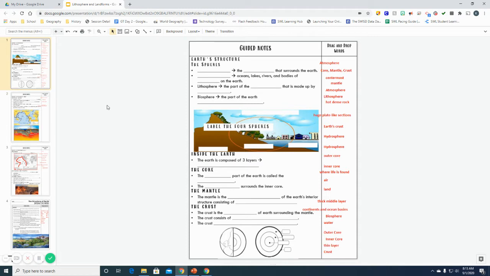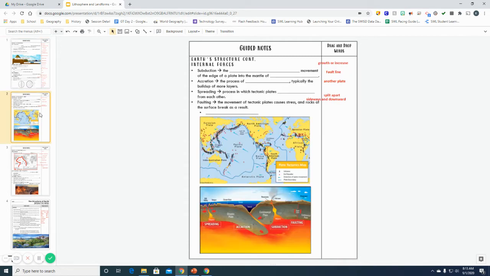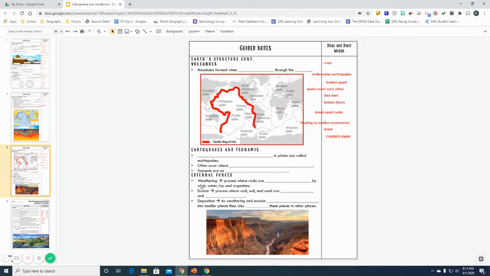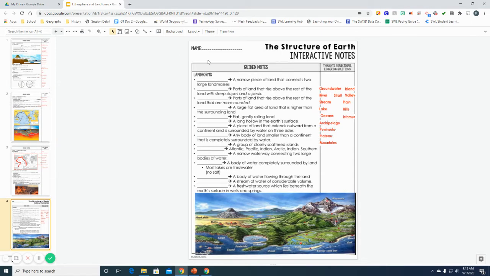The very first thing we're going to do is talk about the Earth's structure. We're going to talk about the four spheres, and then we're going to start talking about the lithosphere and everything that has to do with the lithosphere, okay? We're going to talk about the layers, internal forces, external forces, and then landforms. Without further ado, it's more or less like 2.5 pages of notes with all the pictures, but we are going to go ahead and get started.